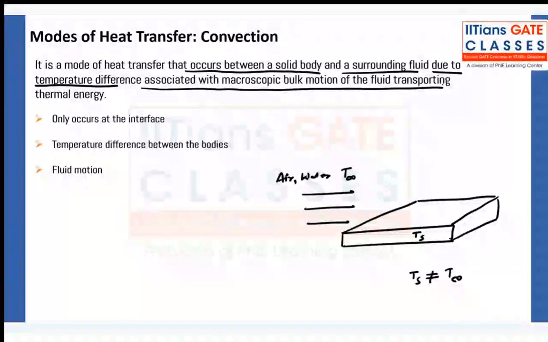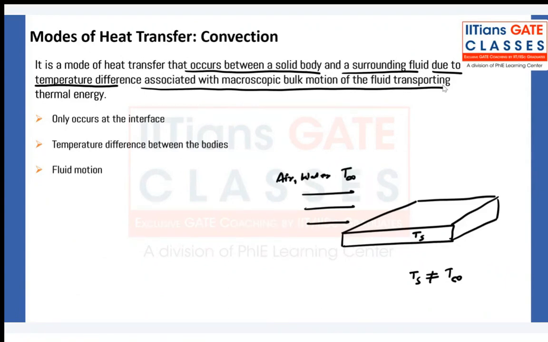That means there must be a fluid velocity, the fluid must be moving. If the fluid is not moving, then convection will not happen. Then conduction will happen. If you have only a solid body and a fluid over it, and the fluid is not moving, then only conduction will happen. We will also see that.